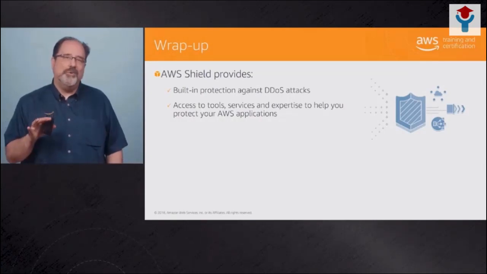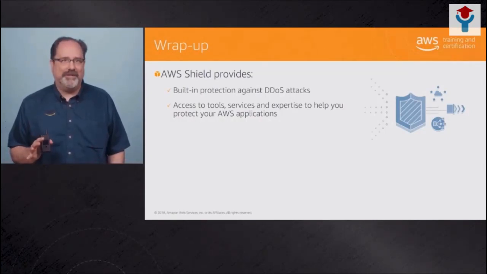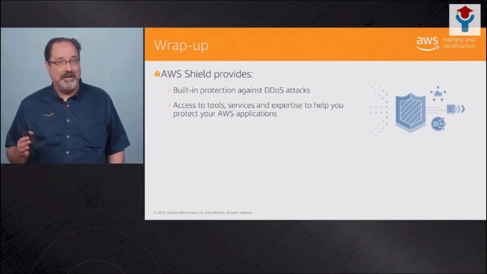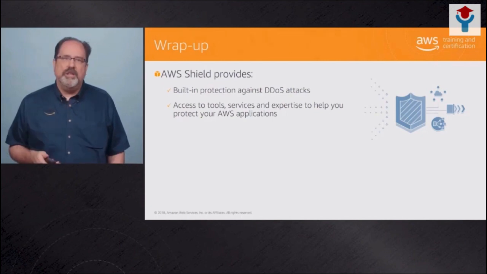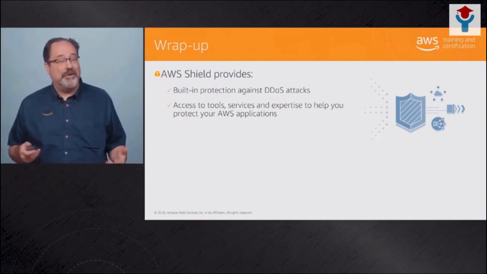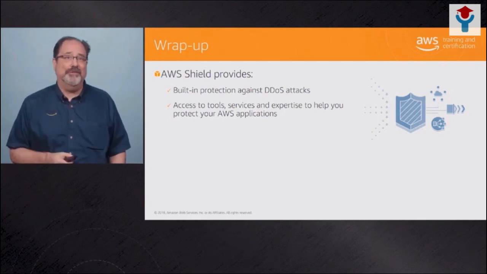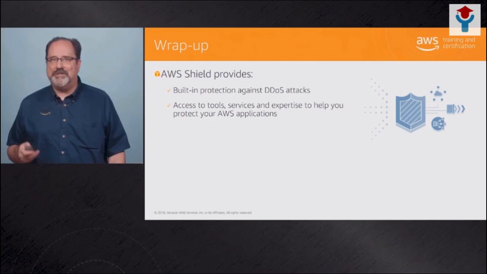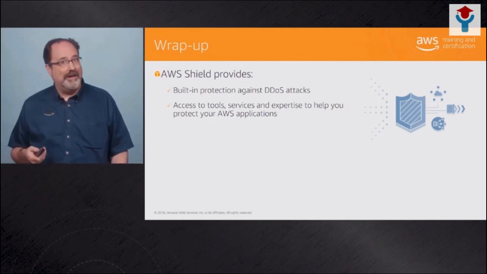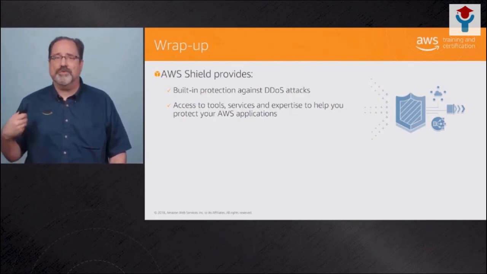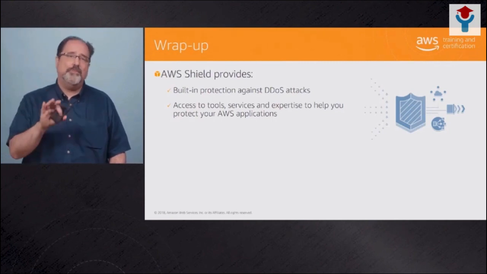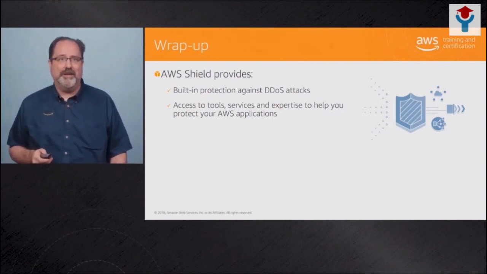Let's go ahead and wrap up with what AWS Shield can do for you. Whether you are running multiple mission-critical web applications on AWS and want visibility and protection from larger and more sophisticated attacks, or you're running a single web application on AWS and want to guard against common DDoS attacks, AWS Shield can help. AWS Shield provides built-in, always-on protection against DDoS attacks and access to tools, services, and expertise that can help you protect your applications on AWS.